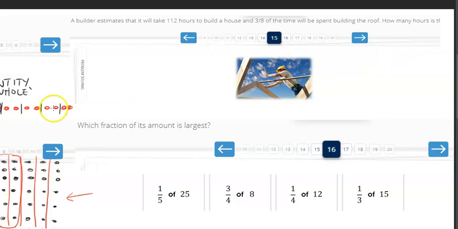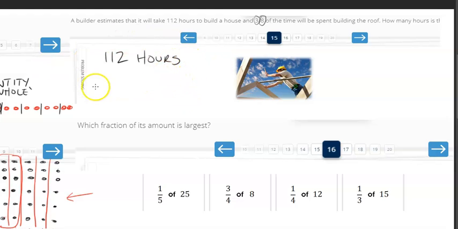So we know that to build a house takes 112 hours. For every chunk that we split this up into 8 parts, or 8 hours, 3 of those hours will be dedicated to the roof. We don't know what the additional 5 is dedicated to. It could be anything else, but we know that for every 8 hours spent, 3 of the hours will be distributed to building the roof. And we keep doing this until all the 112 hours have been spent.